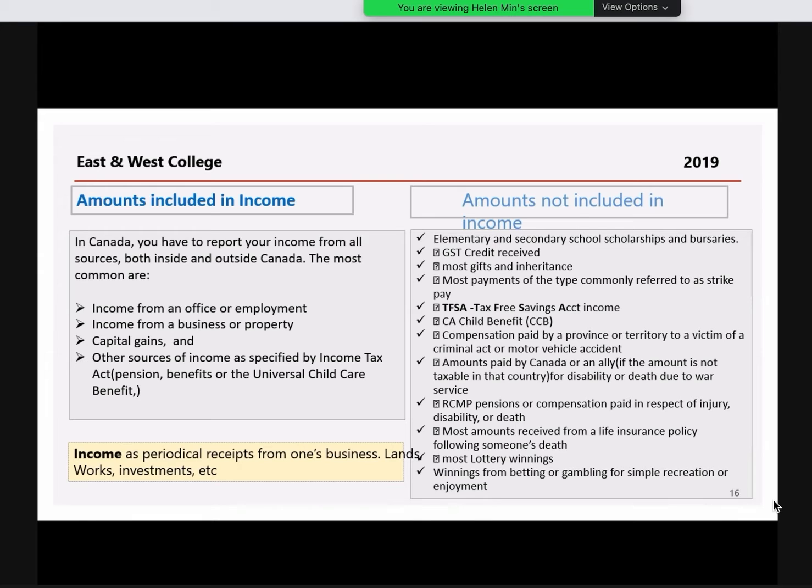And the same thing for winnings from betting and gambling, or just simple recreation or enjoyment. These wins are tax-free. You don't need to include them in your T1. It's the same as for a lottery win.